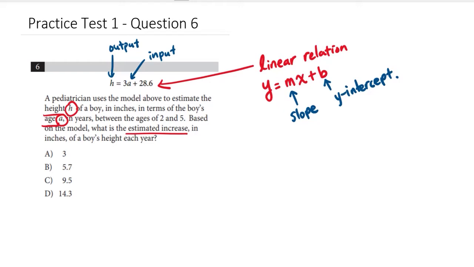Slope is another word for rate, or change in y over change in x. In this case, the estimated increase in the height per year would be the 3, which is answer A. Nothing needs to be calculated. You just need to figure out what the slope is in this expression.